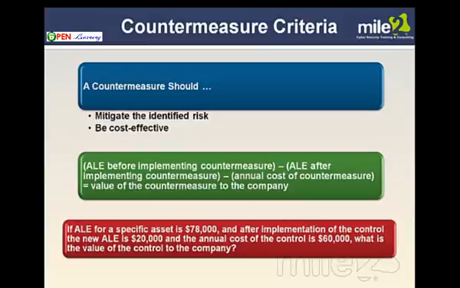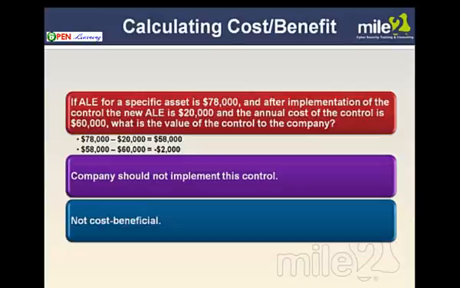The annualized loss expectancy before implementing your countermeasure, minus the annualized loss expectancy after implementing the countermeasure, minus the annualized cost of the countermeasure, is the value of the countermeasure to the company. Now, some of these are not absolute mathematical formulas, but more like concepts. Essentially, they're taking you through the possibility of what we could lose, how much you're going to spend, and so on.